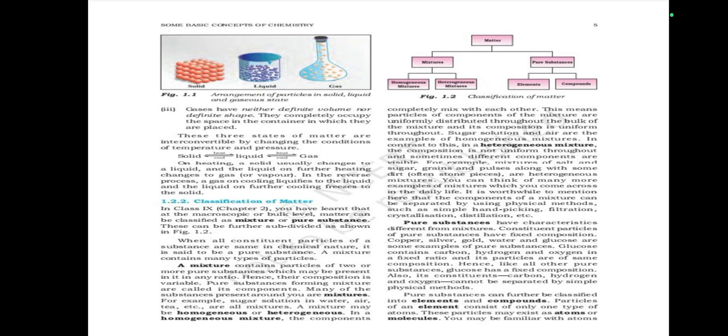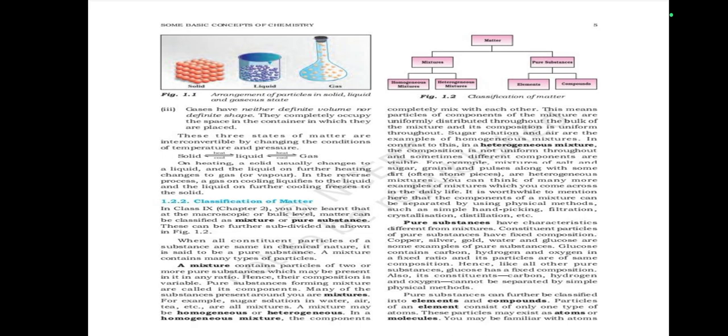It is worthwhile to mention here that the components of a mixture can be separated by using physical methods such as simple hand picking, filtration, crystallization, distillation, etc. Pure substances have characteristics different from mixtures. Constituent particles of pure substances have fixed composition. Copper, silver, gold, water, and glucose are some examples of pure substances. Glucose contains carbon, hydrogen, and oxygen in a fixed ratio, and its particles are of the same composition. Hence, like all other pure substances, glucose has a fixed composition. Also, its constituents carbon, hydrogen, and oxygen cannot be separated by simple physical methods.